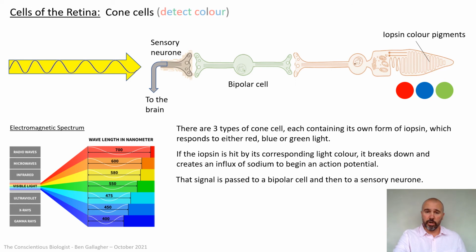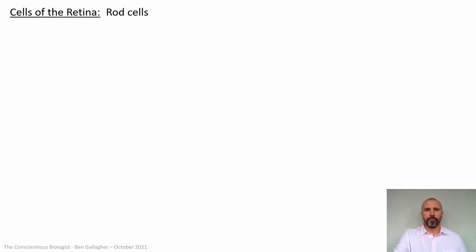So this is how cone cells work. So cone cells detect color. So remember, C, cone cells, C, color. Cone cells detect color because of this iodopsin, and iodopsins respond to different wavelengths of light. That's all you really need to remember for cone cells. So let's look at rod cells now.